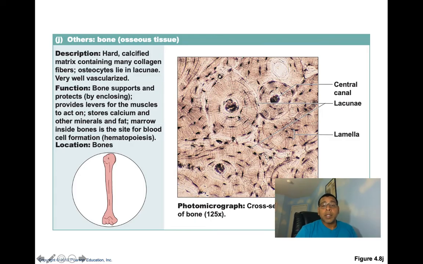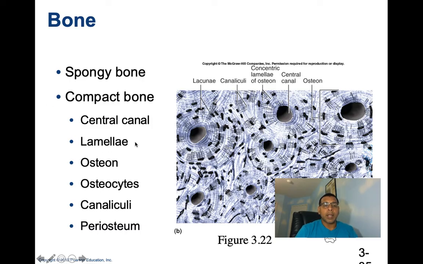And the last term is lamellae. Lamellae, you'll see, are like the rings on a tree trunk. If we cut the tree and we want to count the age, we count those rings. So you can see right around here, the central canal, you've got one ring, and surrounding that is another ring. So those are the lamellae, these concentric rings that are surrounding the central canal. And that's what you see here, lamellae.